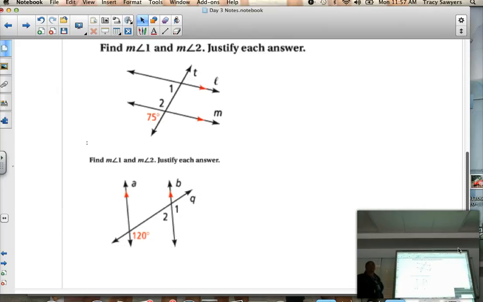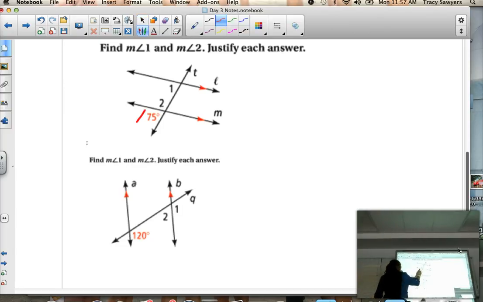Oh, this is perfect. Because we're going to use what we just talked about. Now, they gave us one measure. You see that? 75. If an angle has a degree measure of 75, is that acute or obtuse? It's acute. Thank you, darling. So if this is acute, what's this one? Obtuse. And this one? Acute. And this one? Obtuse. And this one?